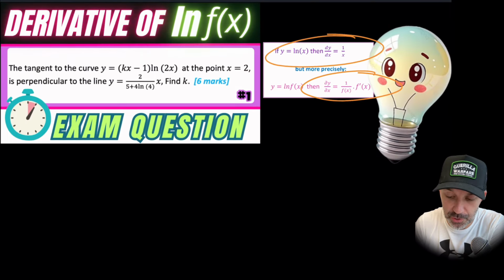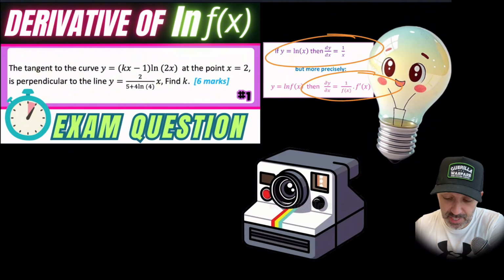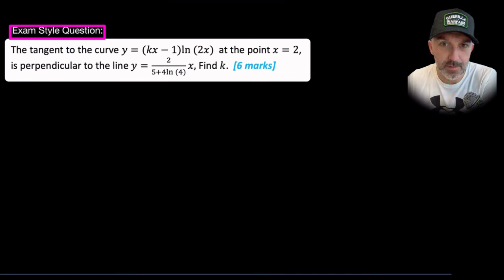So have a quick look at this question. It was worth 6 marks, so we should be able to do this in 6 minutes or less. But take a picture, have a go at it, and then check your answer. Okay? Let's get started. Start the clock.